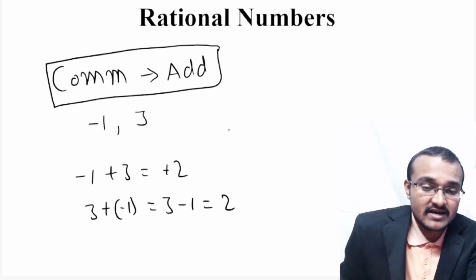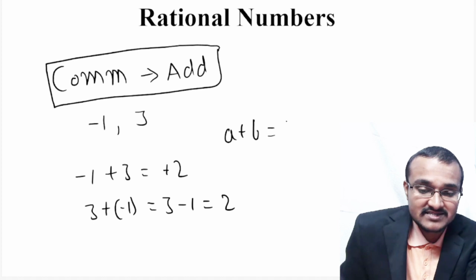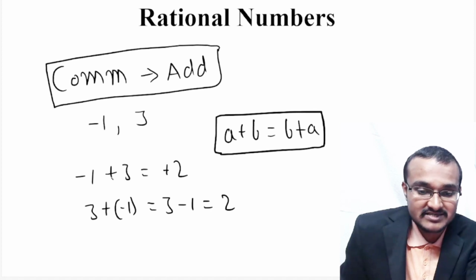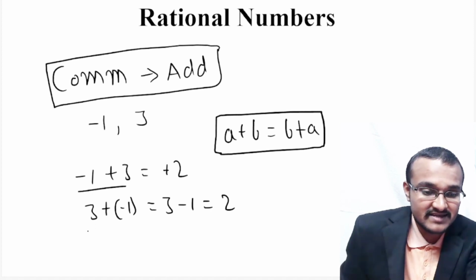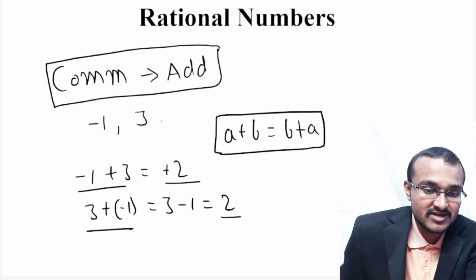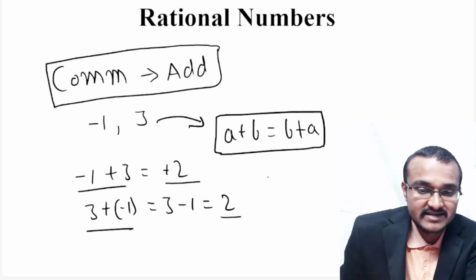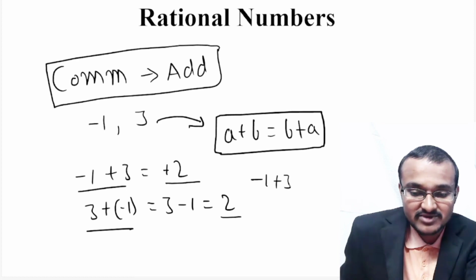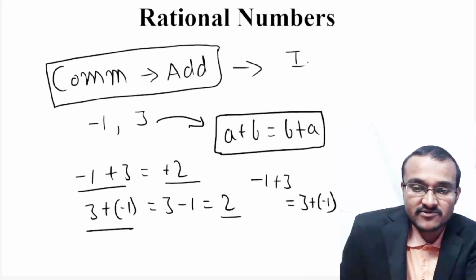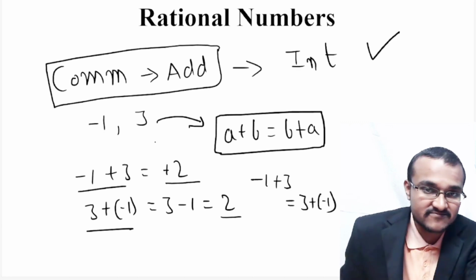So here even when you interchange these integers, that is a and b, it still satisfies a plus b is equal to b plus a. Here you can see -1 plus 3 is equal to 3 plus of -1, which is giving the same answer, 2. That means these integers are satisfying this condition. So here commutative property under addition for integers is satisfied.